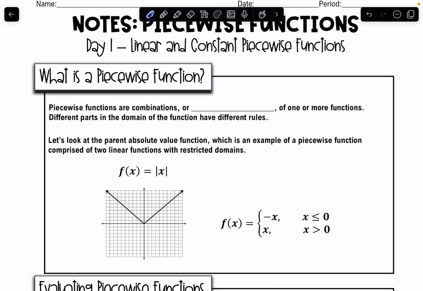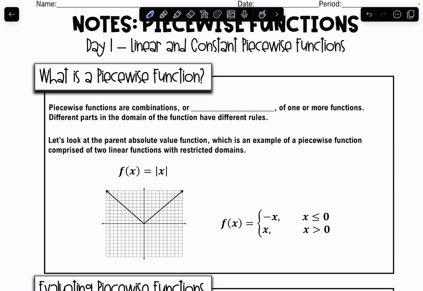Okay, so we're going to look at piecewise functions today, which are pretty similar to what we've been doing this past unit. So that's why we're not starting a unit. We're just going to do a couple things that kind of fit in with the linear functions, and piecewise is one of them. So let's go ahead and get started.